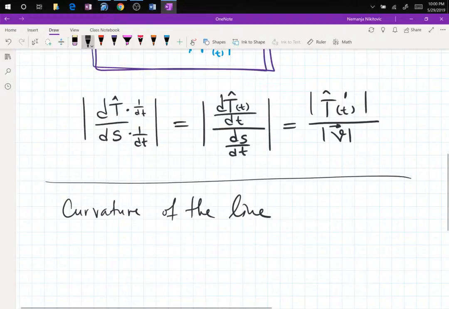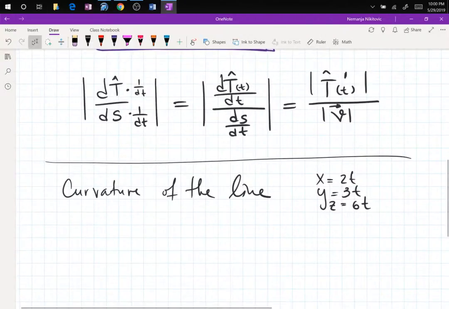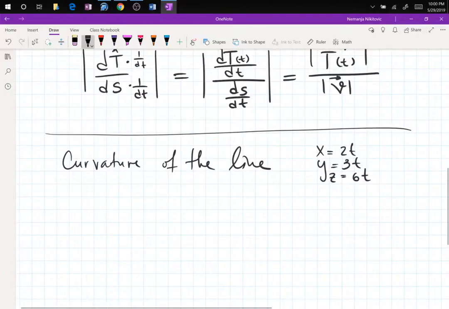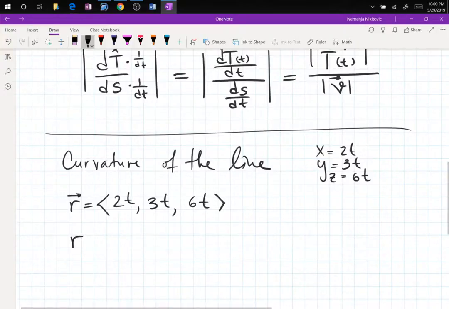Curvature of the line, let's just come up with a line, say 2t, 3t, and obviously 6t. You're expecting 4, huh? Yeah. So my vector r is given as 2t, 3t, 6t. The vector r prime is given as 2, 3, 6.